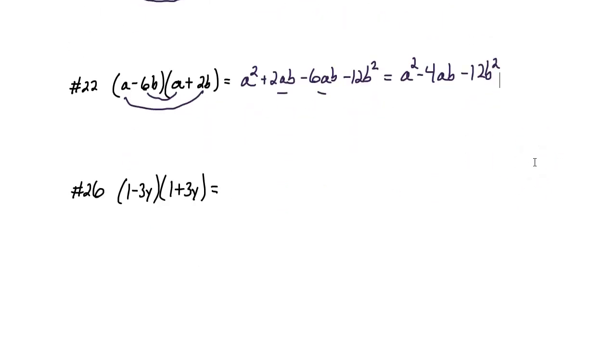Number 26 is also a binomial times a binomial, so we're going to use FOIL. But we can make it faster if we recognize the special case. This is -3y and this is +3y. So when we do FOIL, the outer and inner products will just end up canceling each other out, and we'll be left with a binomial. So if we know that ahead of time, we can go 1 times 1 makes 1, and -3y times +3y makes -9y squared.